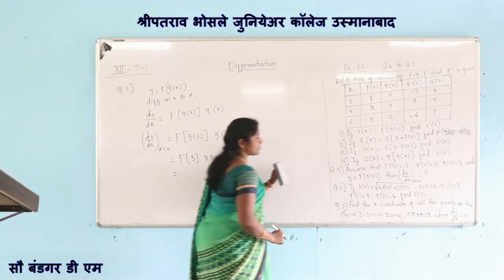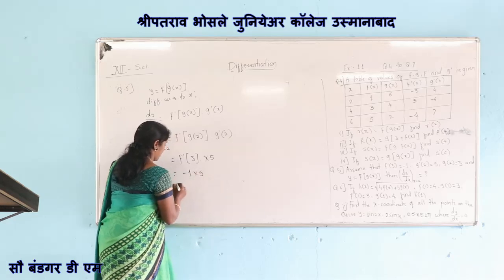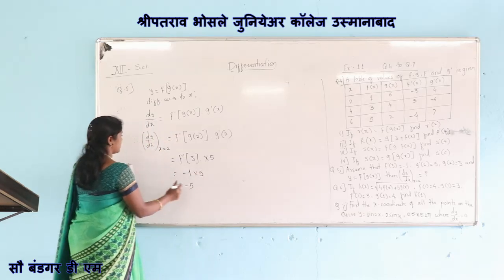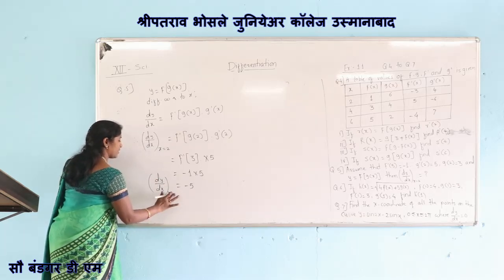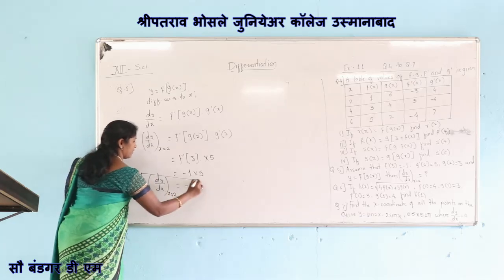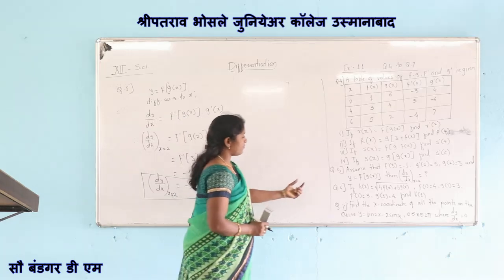F dash of 3 is minus 1. So minus 1 into 5. So our answer is minus 5. So dy by dx at x equal to 2 is minus 5. This is our required answer for question number 5.